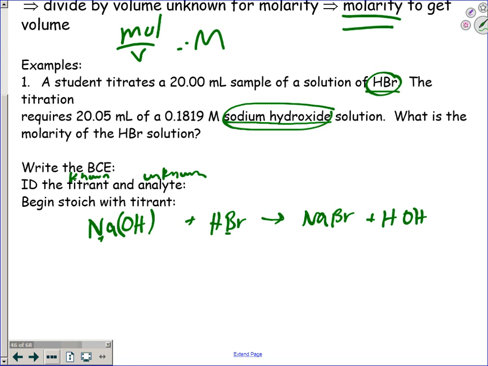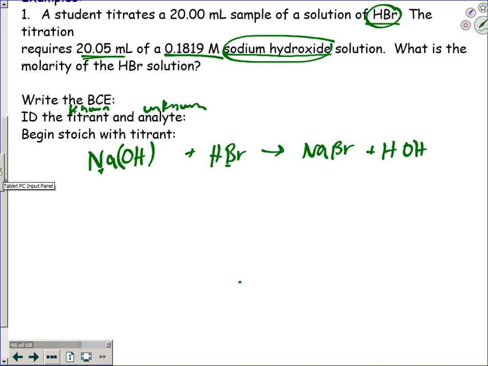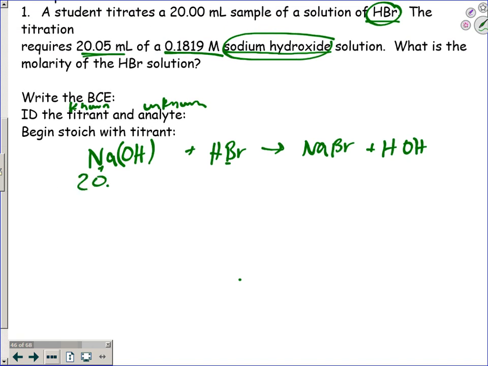From this question, what do I know? I know the molarity and the volume. I know everything about it. So underneath sodium hydroxide, I'm going to write 20.05 milliliters and 0.1819 molar, just underneath it so I can see what I have.